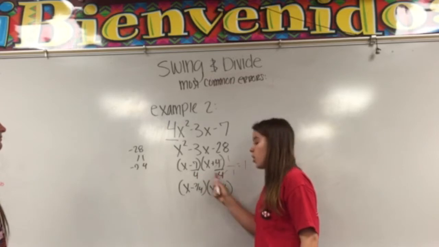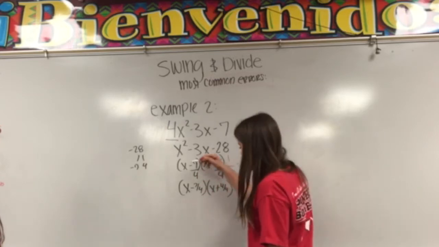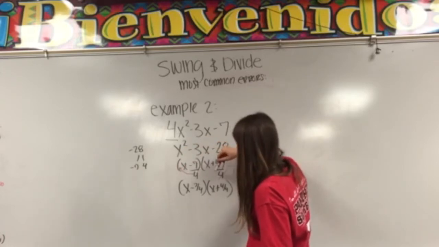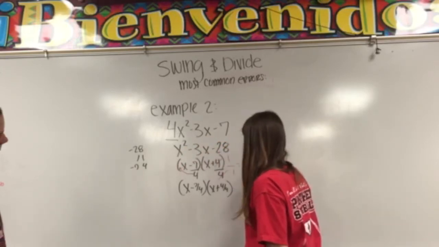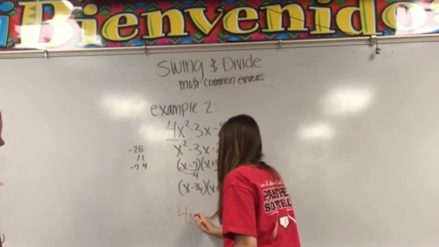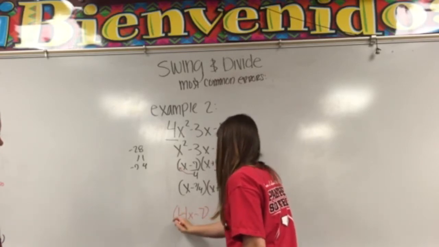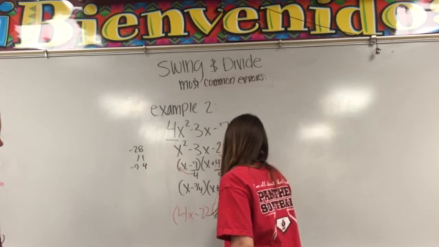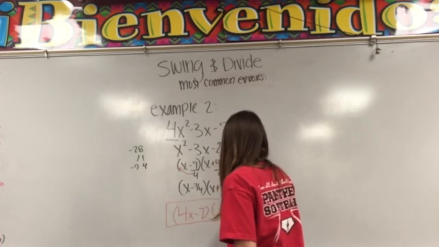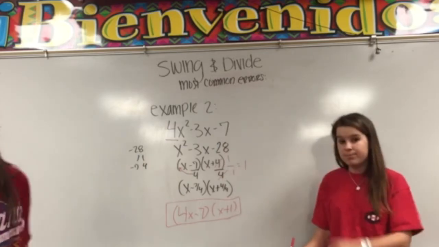Once you have reduced all the numbers that can be reduced, you must move the bottom number in front of the x. This happens to be 4x minus 7, x plus 1. This would be your correct final answer.